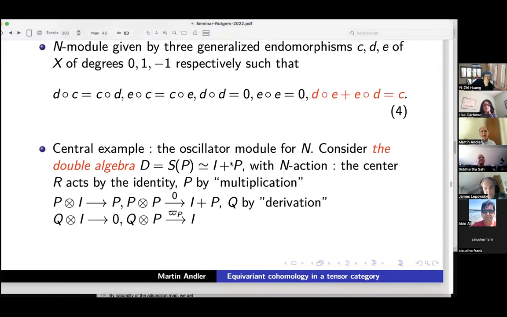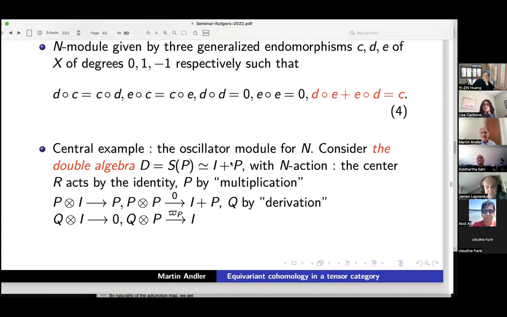A central example of a module is the oscillator module for N. I mean, there the Yale influence is very strong on the terminology. I would not call it the oscillator module, but maybe the Schrödinger module. So we consider the double algebra, which is the symmetric algebra of P, and it's going to play a very big role in the future. So the symmetric algebra of P is I plus P, because P squared in some sense is equal to zero. So the expansion of S of P just stops at I plus P.